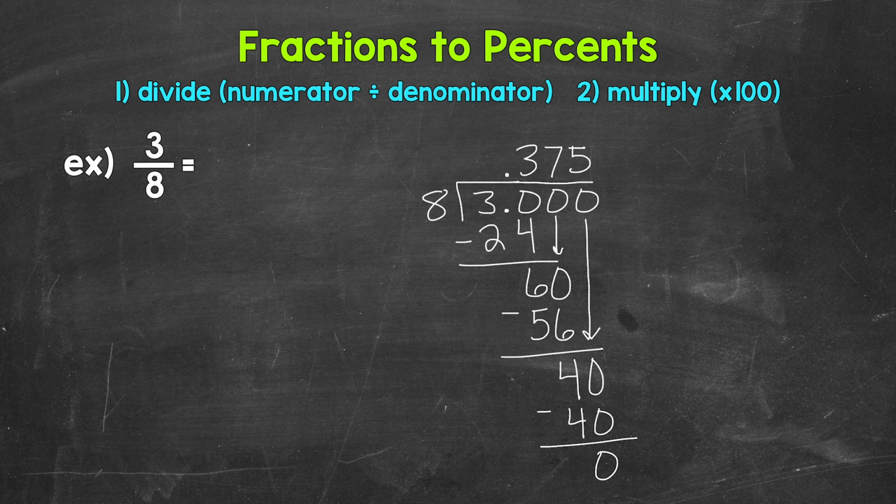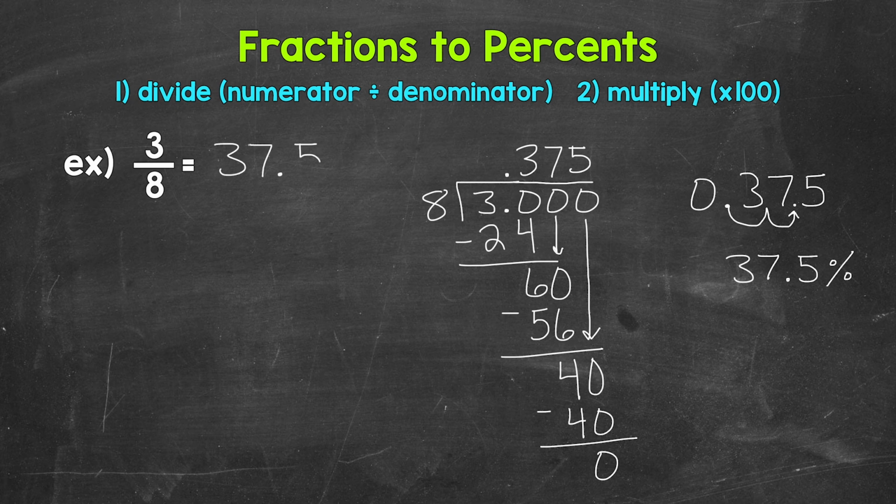Now we need to convert this decimal to a percent by multiplying it by 100. And again, we can multiply this by 100 by moving the decimal twice to the right. So let's rewrite our decimal off to the side here and move the decimal once, twice to the right. This gives us 37.5%. 3/8 equals 37.5%. So there you have it.